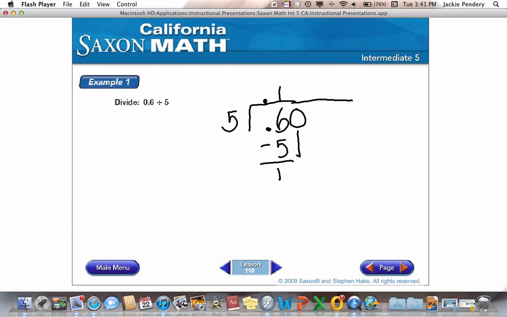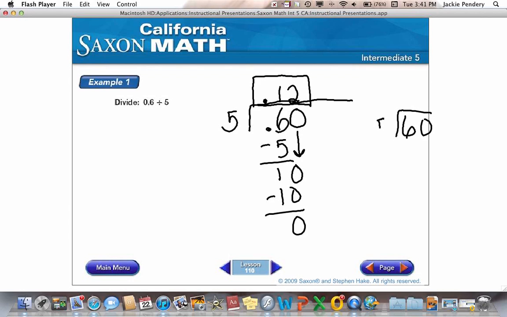Now if I bring down this 0, I can continue with 5 into 10 goes twice. 2 times 5 is 10. And now when I subtract, I get a 0. So the answer to 0.6 divided by 5 is 12/100. I know that this is reasonable because if I just take 60 divided by 5, I know that 60 divided by 5 is 12. So if I just add in the decimal and move it straight up, it's the same number.